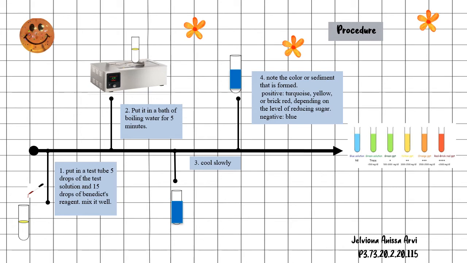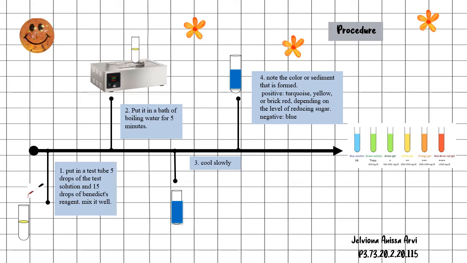First, put in a test tube 5 drops of the test solution and 15 drops of Benedict reagent and mix it well. Since we have 10 solutions, so do it for 10 times. Second, put the test tube in a water bath of boiling water for 5 minutes. Then let the test tube cool slowly. After that, pay attention to the color or sediment that is formed.